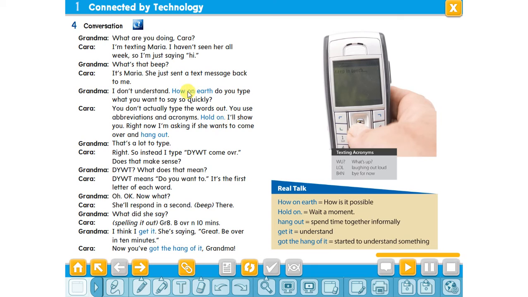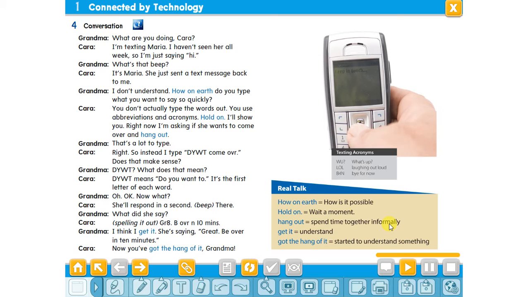And also here, as you see, we have some words which are written in blue. What are these? These are expressions, what we call real talk. Usually people use them while they are talking to each other. We say, how on earth? What does it mean? How is it possible? You see? Hold on, it means wait a moment. Hang out, it means spend time together, informally.